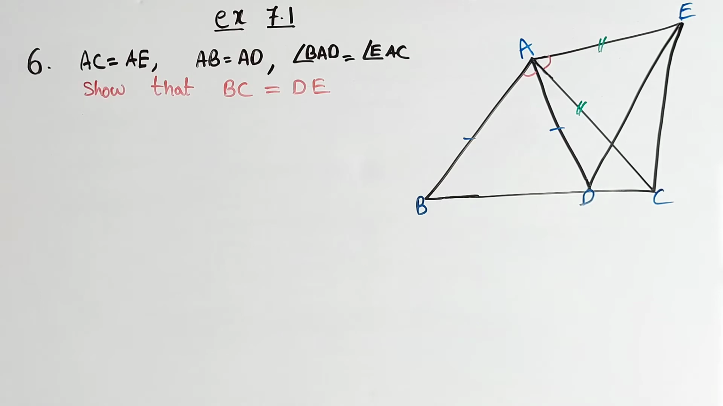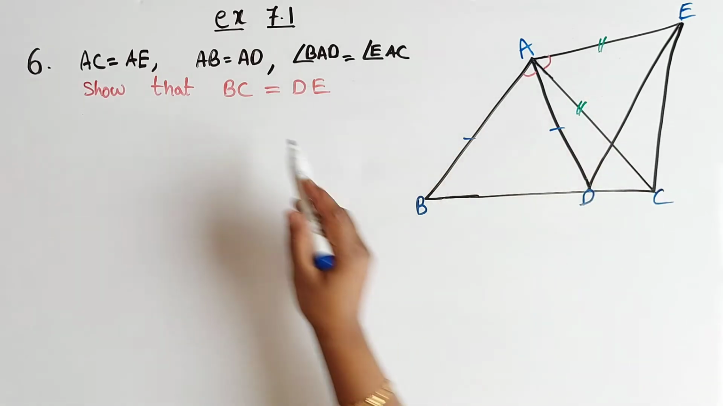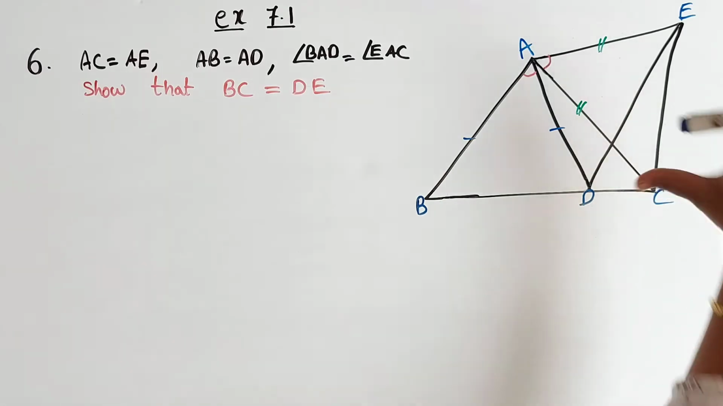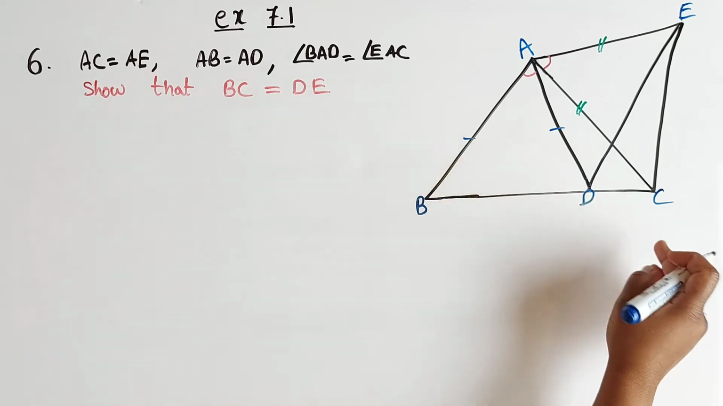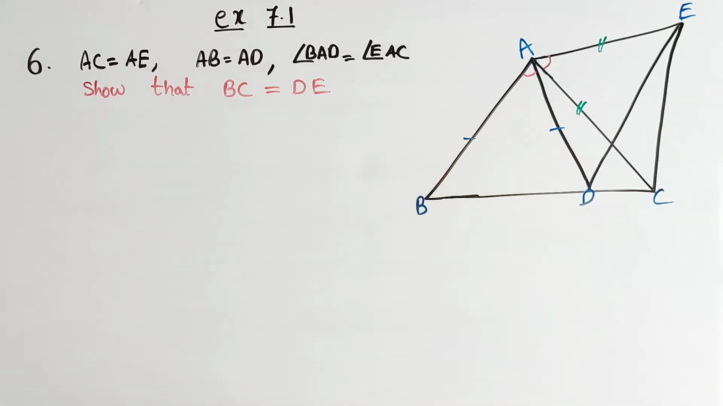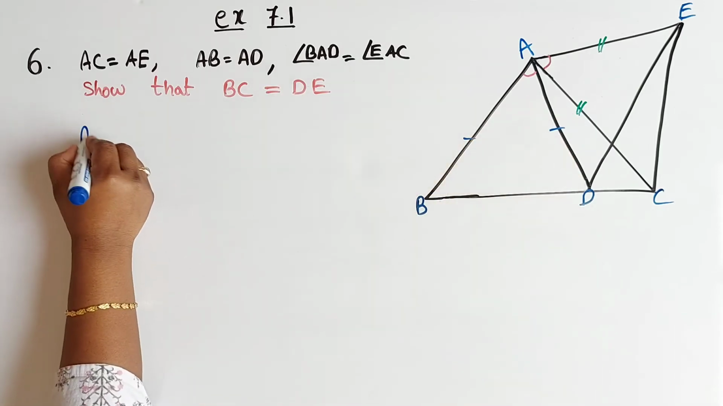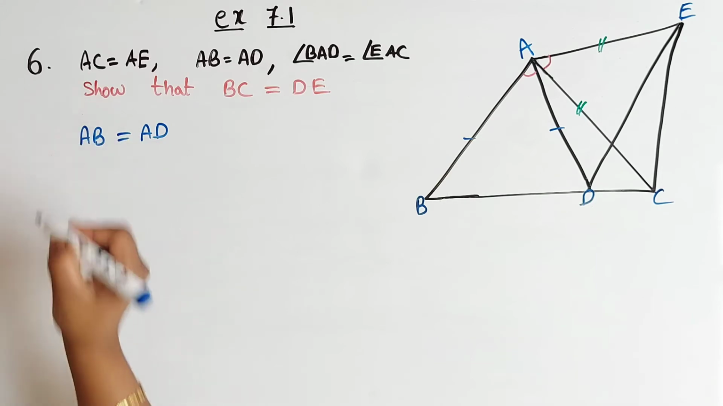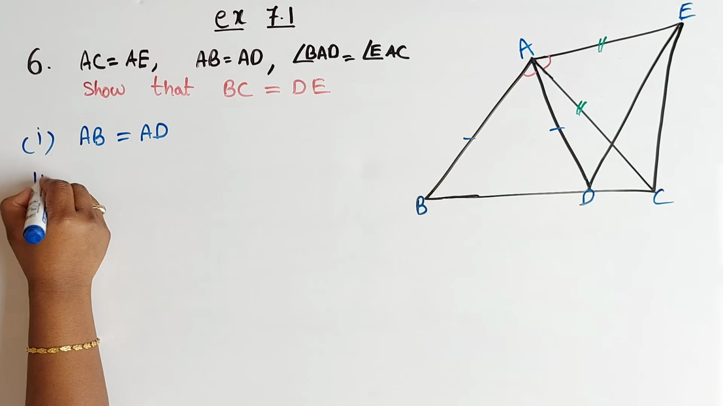Here first we compare, children, triangle ABC and triangle ADE, because BC and DE are in triangle ABC and triangle ADE. So that's why we are comparing triangle ABC and triangle ADE. So here they have given that AB equals AD. AC equals AE, that is also given.